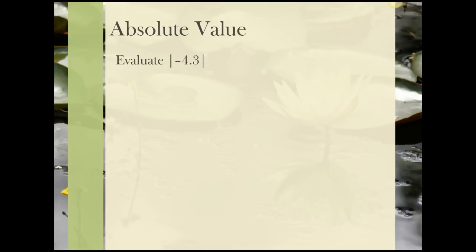Let's find the absolute value of some rational numbers. Absolute value is the distance a number is from 0. In this case, we want to know how far negative 4.3 is from 0. We can use our number line, and we have 0, and down here we'd have negative 4 and negative 5. And negative 4.3, or 4 3/10, is somewhere between negative 4 and negative 5.